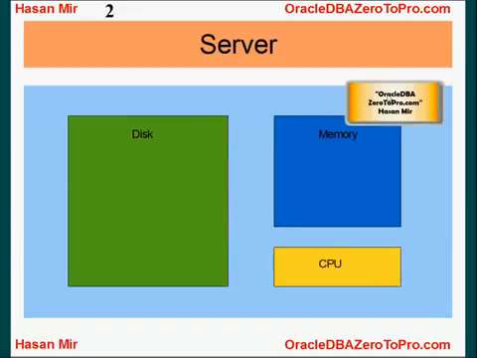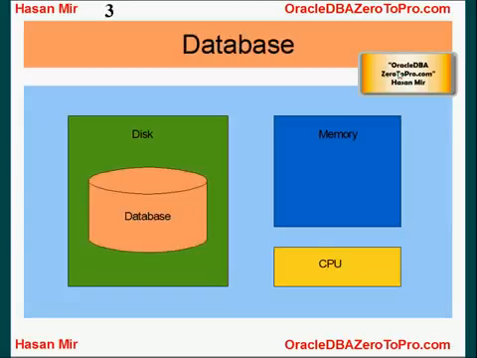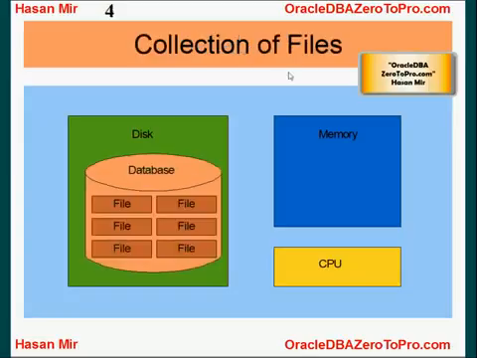Let's start with the basics. What are the main components of a server? Disk, memory, and CPU, central processing unit. A server could have more than one CPU, memory unit, and disk, of course, right? But these are the main components. Let's talk about database. Database resides in the disk. What is a database? Database is simply a collection of files which are sitting on the disk.